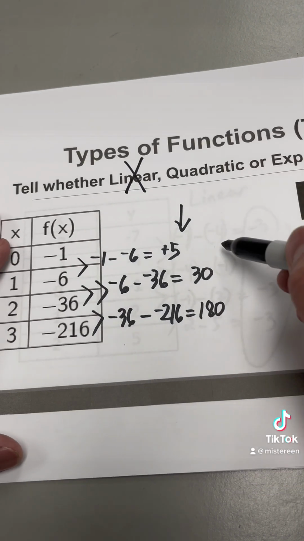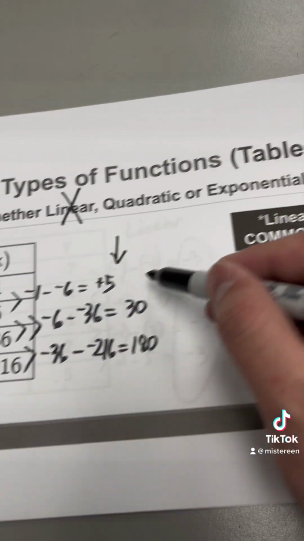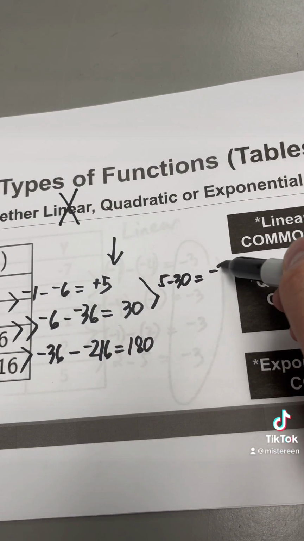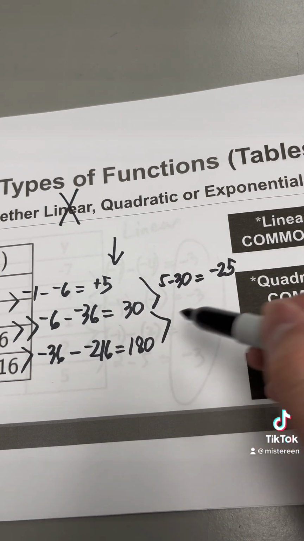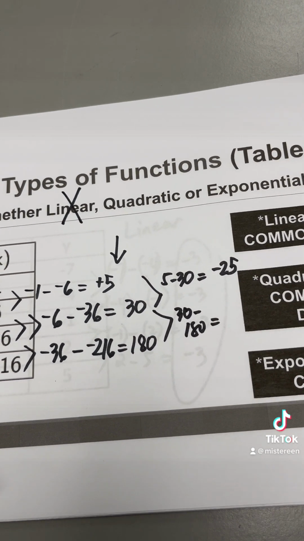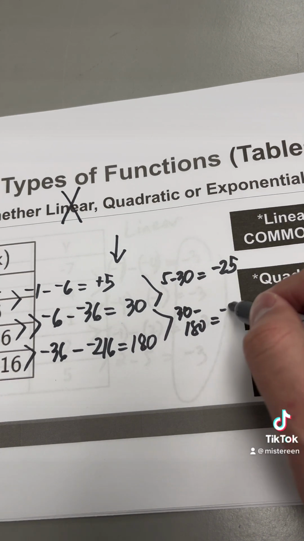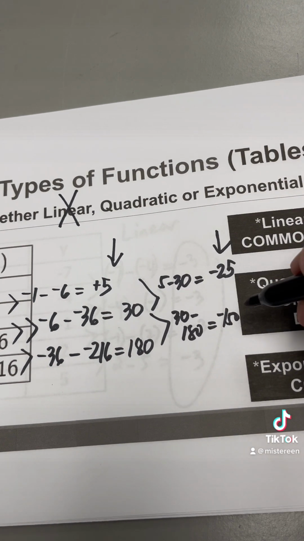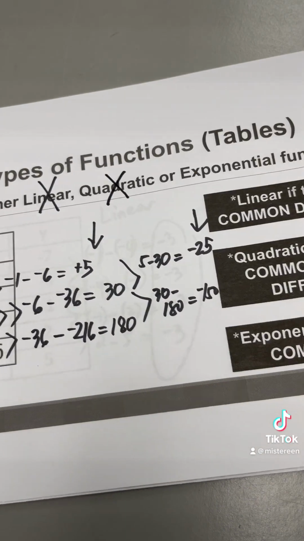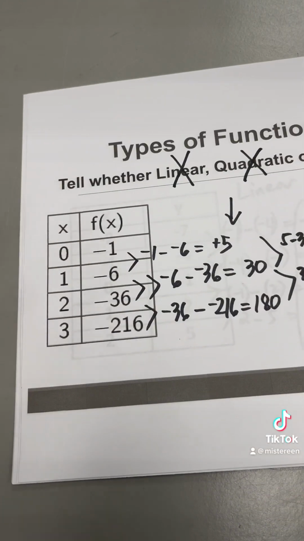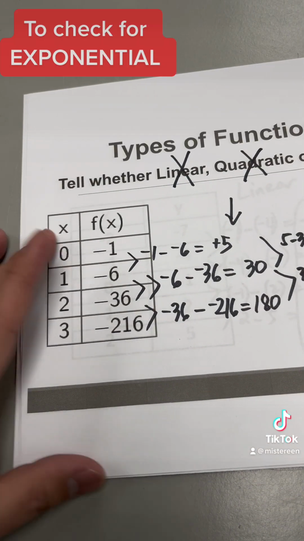Then we do the second subtraction to know if this is quadratic. So the first pair will be 5 minus 30, which is negative 25. And then the next will be 30 minus 180, which is negative 150. And as you can see, the answer for the second subtraction is not the same. Therefore, it's also not quadratic. Okay. But does it mean this is automatically exponential? No, you have to check if this is really exponential.